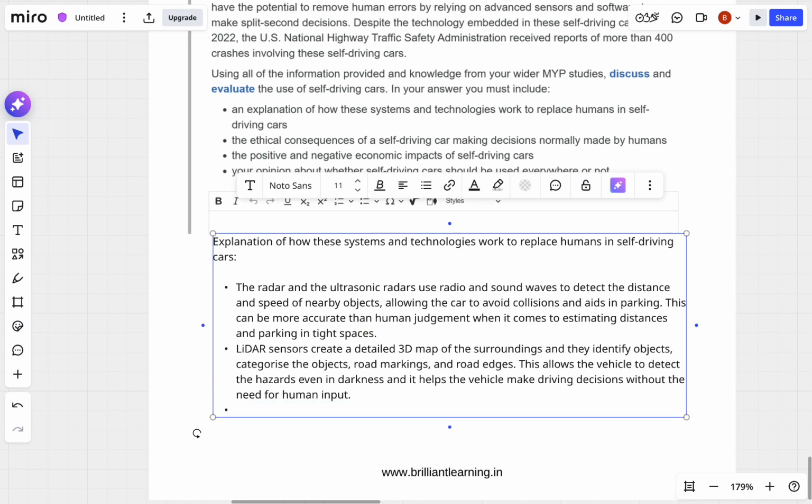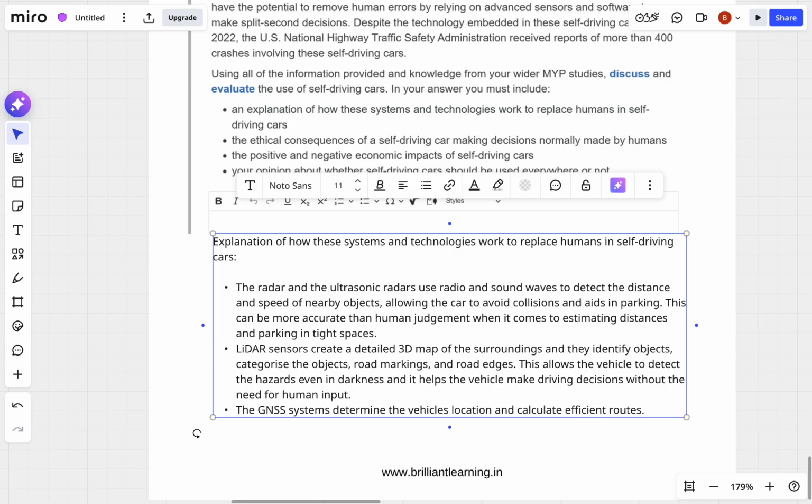And for the third point, we can just write the GNSS systems determine the vehicle's location and calculate efficient routes. So it acts as a GPS basically, but it calculates efficient routes and helps determine the vehicle's location. It's basically GPS. What makes it different is that it can continuously track the vehicle's position more precisely than a human driver.